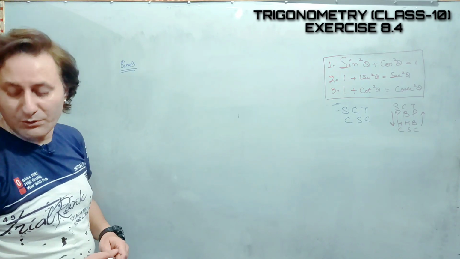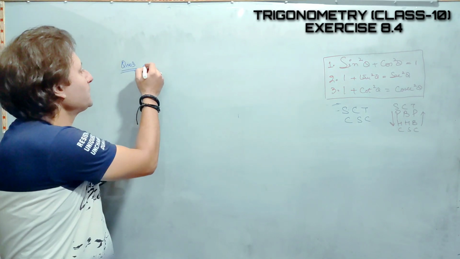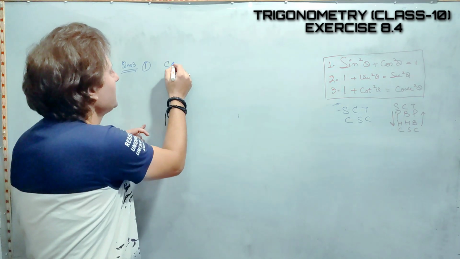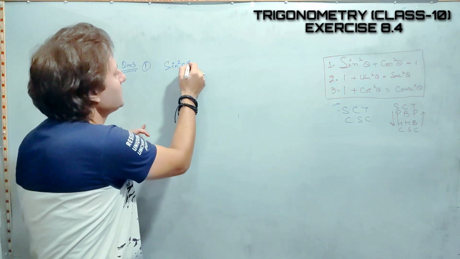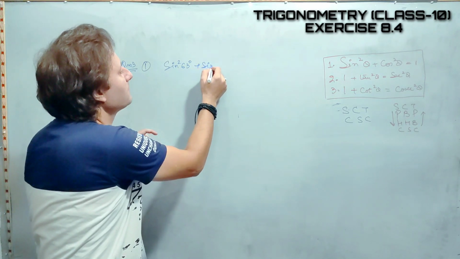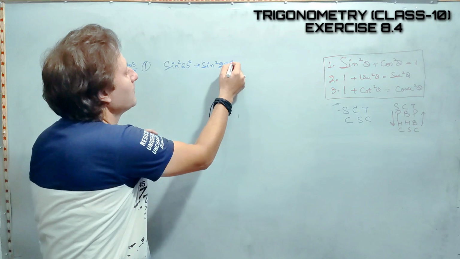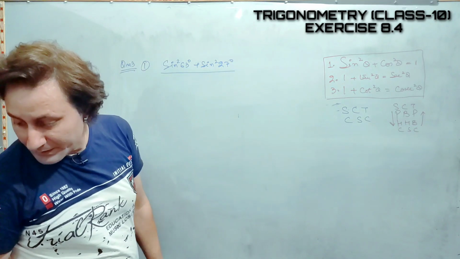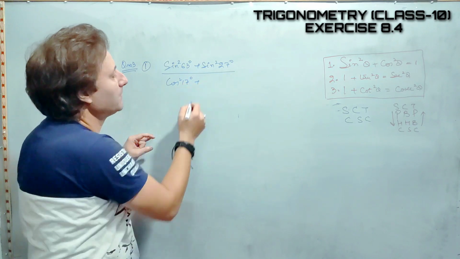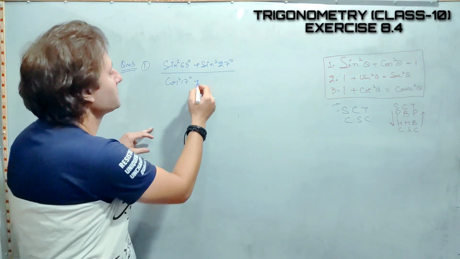Alright guys, so let's go ahead and start question number 3. We have 2 parts in question number 3. So the first part says sine square 63 degree plus sine square 27 degree, whole divided by cos square 17 degree plus cos square 73 degree.